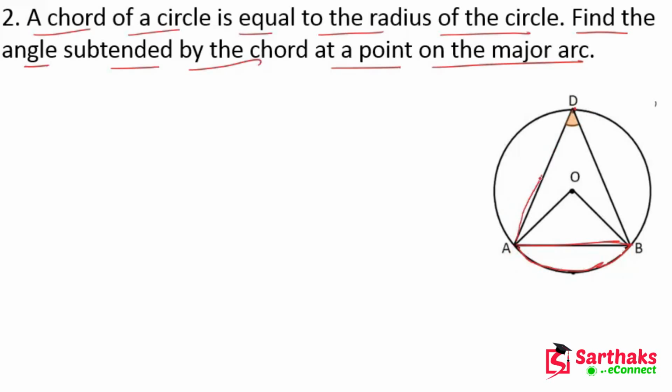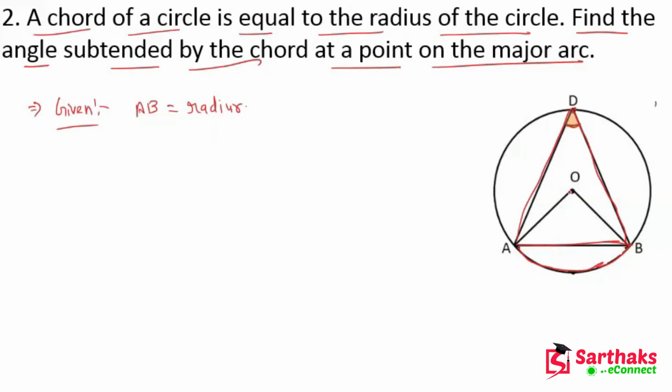And with the help of this, the angle subtended by this chord AB is angle ADB. Okay, understand, my dear friend? So now here we have AB equals radius. This means we know that the chord is equal to the radius.